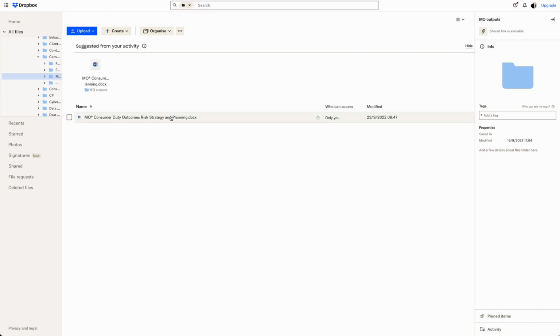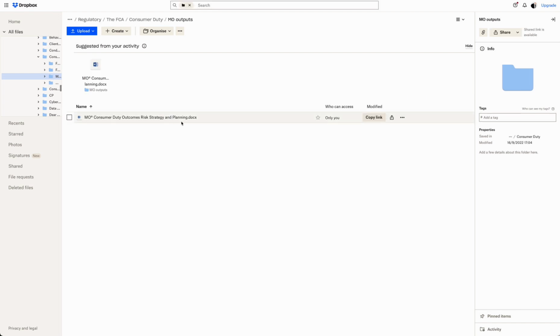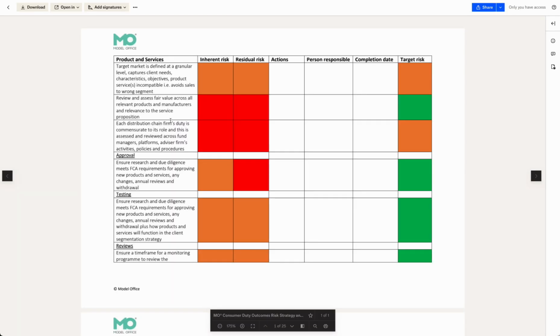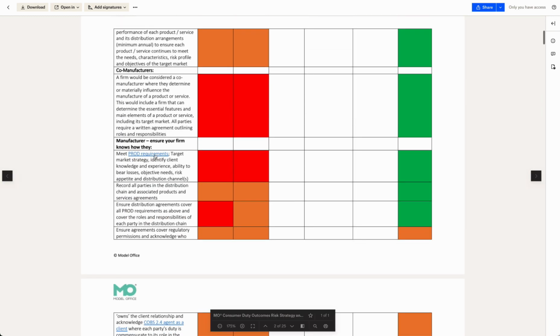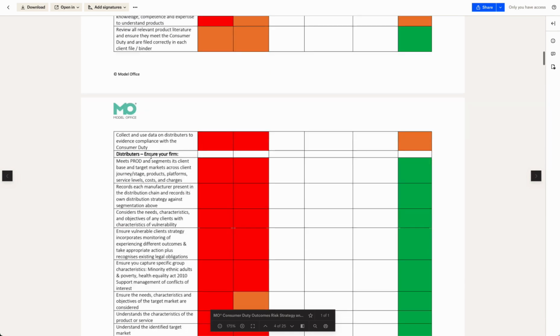It's a Word document template, so you can apply it and white label it and do what you will. This looks at a granular view on how you're managing risk across the consumer duty. It looks at the 4 outcomes as well as other areas, and you've got inherent, residual, target risk, actions, person responsible, completed date. You've got all the key issues here taken from the rules and the guidance papers. You've got URL links in here. The same principle applies across all Model Office outputs, that you get the URL to the evidence of why it's important and what it is you need to know.